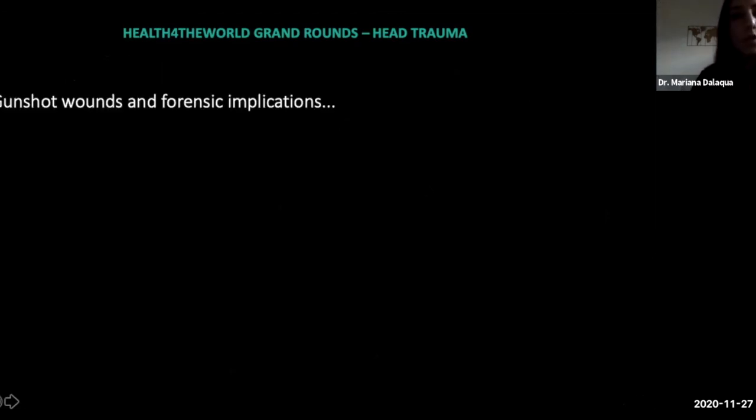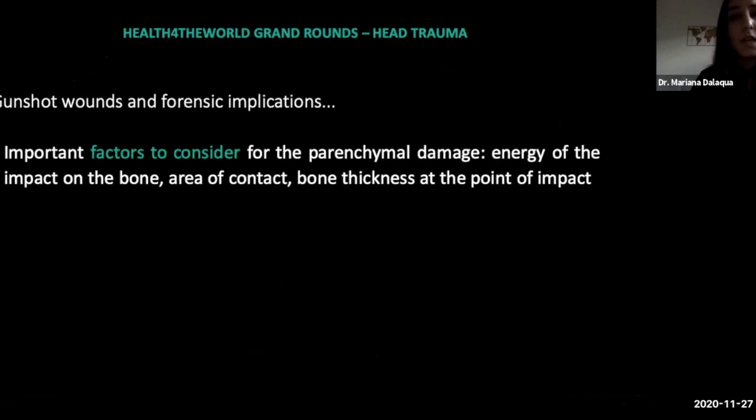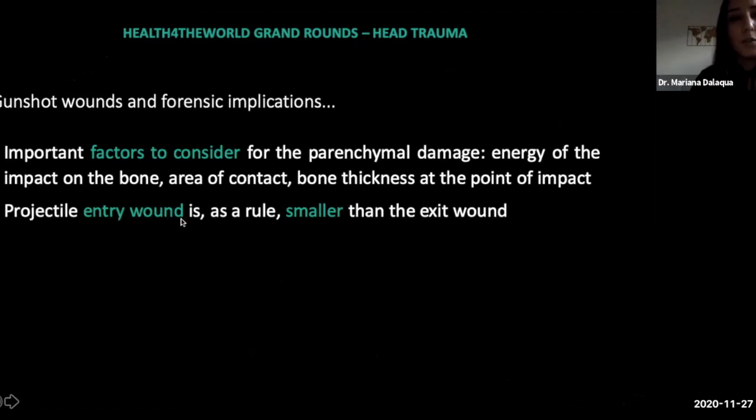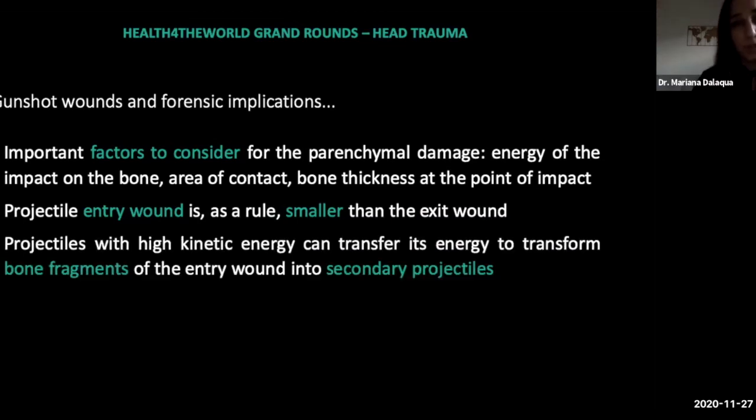So about gunshot wounds and forensic implications, important factors to consider for the parenchymal damage are the energy of the impact on the bone, the area of contact, and the bone thickness at the point of impact. The projectile entry wound is, as a rule, smaller than the exit wound. Sometimes this is important for legal questions, legal issues. So we should try to state in our report what probably is the entry wound and what probably is the exit wound, if present, okay?